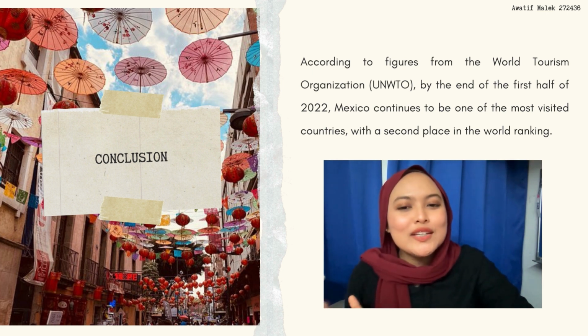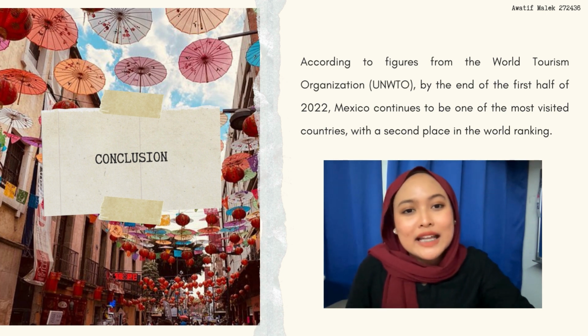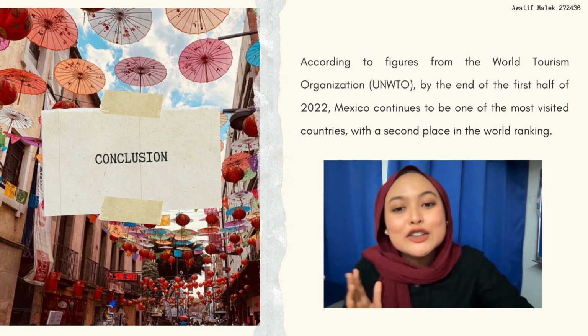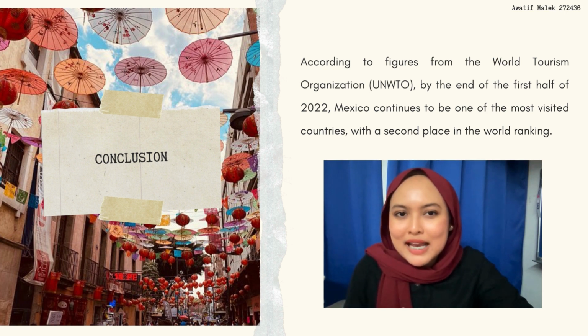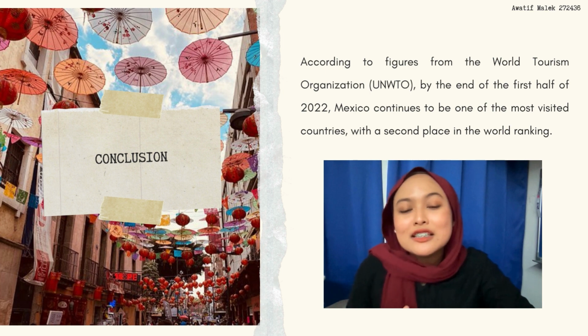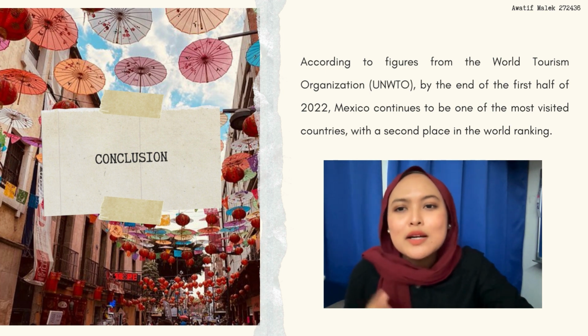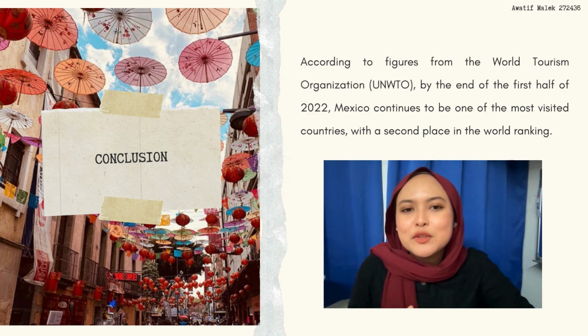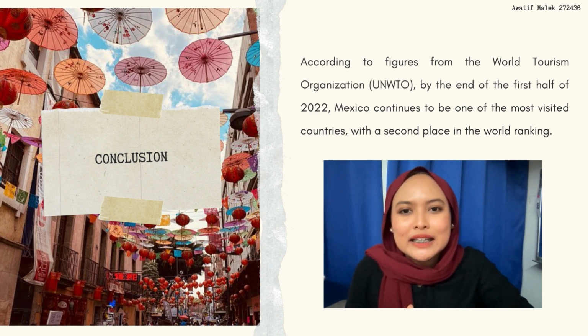So, to conclude, everything has its pros and cons, and this includes tourism as well. However, Mexico has successfully utilized its economic growth to maximize its positive tourism impacts and minimize its negative tourism impacts. According to figures from the UNWTO, by the end of the first half of 2022, Mexico continues to be one of the most visited countries, with second place in the world ranking. So, this proves how significant the tourism industry is in Mexico.